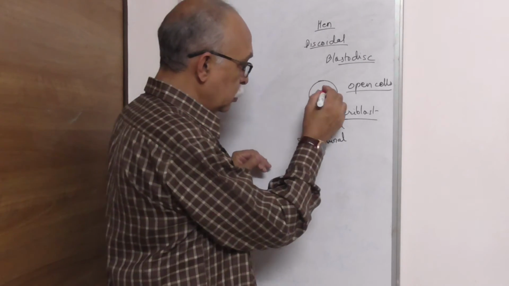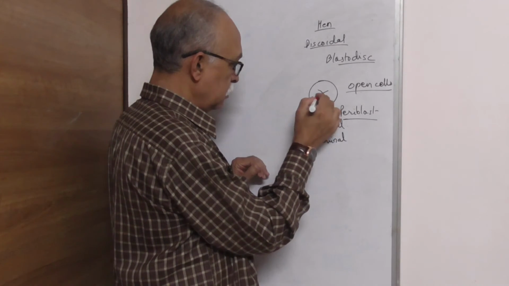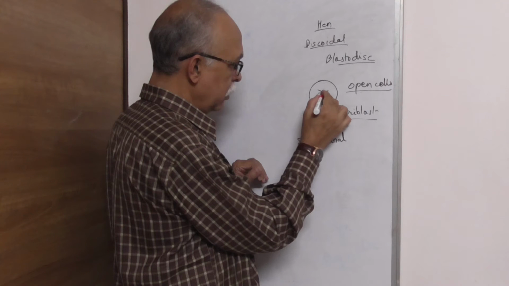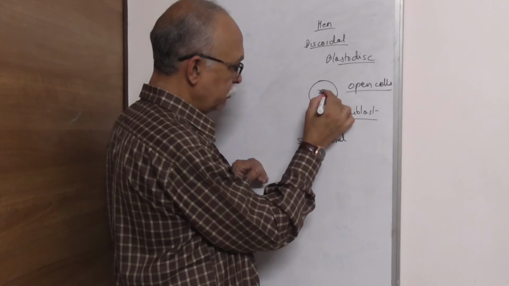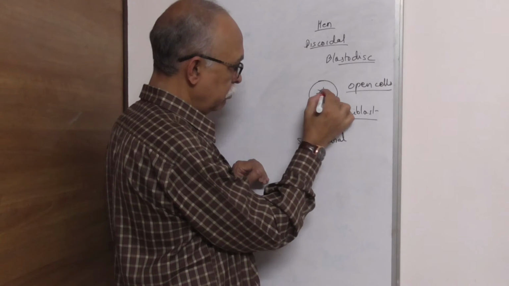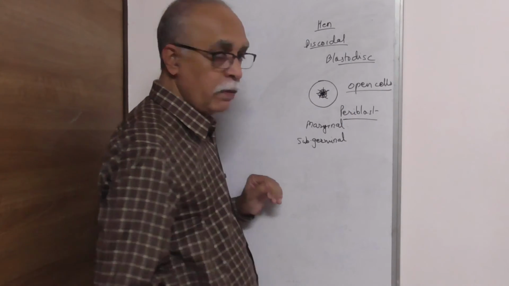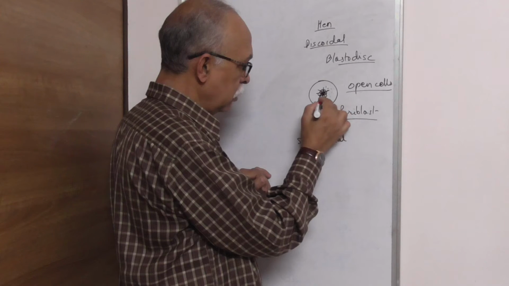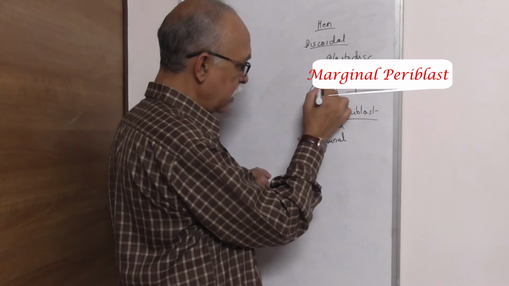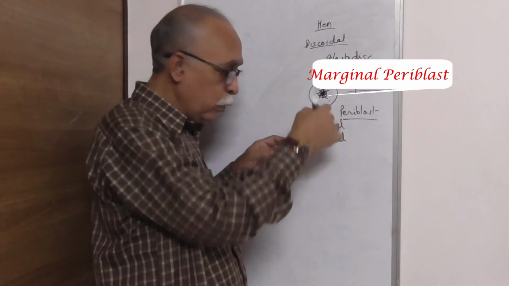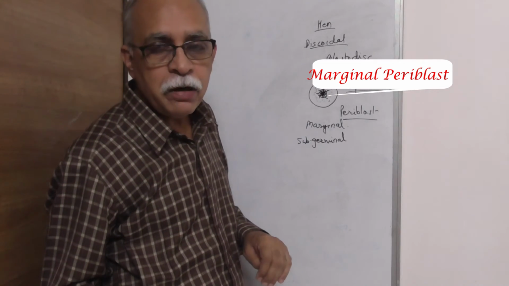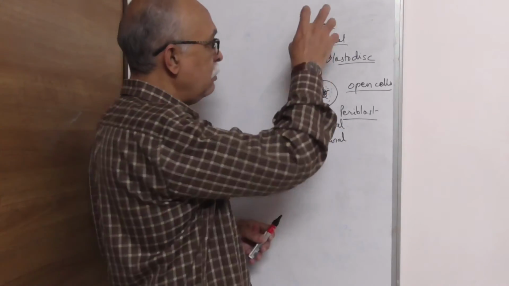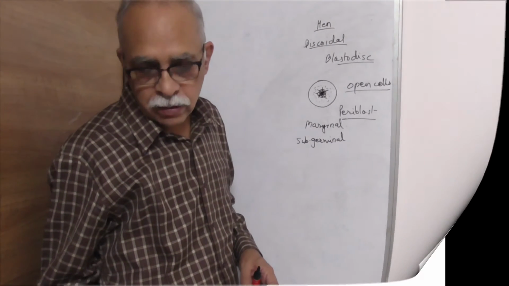Okay. So these two cleavages are seen, third cleavage, fourth cleavage, and then there will be formation of masses of cells here. The periblast cells which are formed here would become the marginal periblast cells, and those which would grow into the embryo would become the subgerminal periblast cells. This is the kind of cleavage which is seen in hen, or let's say birds.